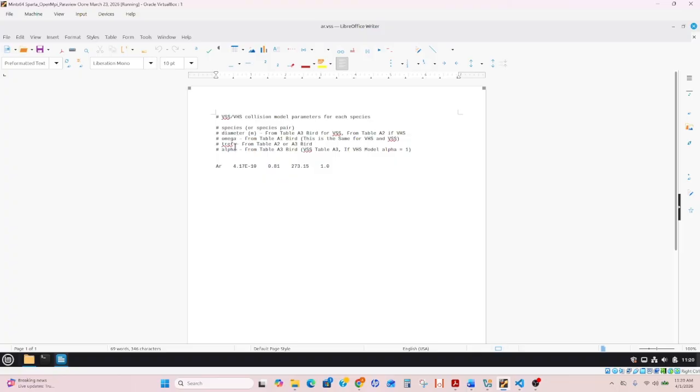And then alpha, that's the scattering parameter. If you're doing VSS, you have to go to table A3. If you're doing a VHS model, alpha is always equal to 1, and that's why alpha is 1 here. It's important to pay attention to this stuff because if you put the VSS parameter in here, your results will be skewed greatly from what Bird did in this section.